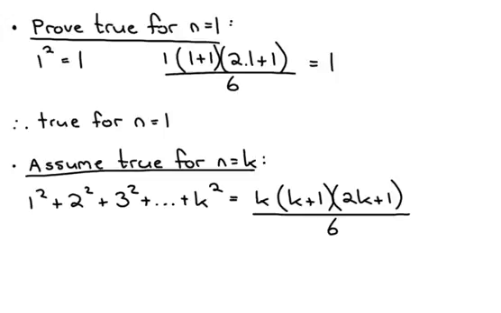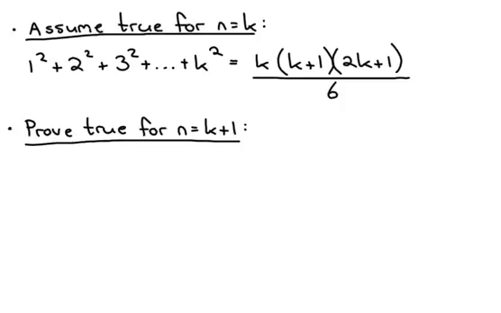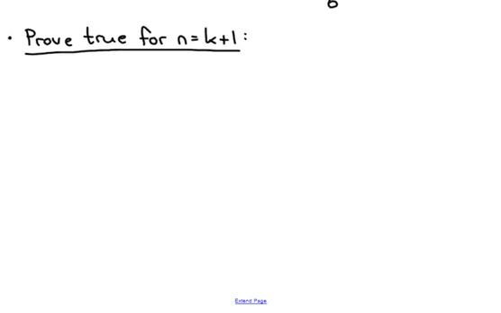Now I need to prove that it's true for n is equal to k plus 1. Right, so actually what I'm trying to prove here, if I add all of those together and I get up to k plus 1, it's equal to k plus 1 times by k plus 1 plus 1 times by 2 times k plus 1 plus 1 over 6. So I want to replace my n with k plus 1. So I start with my left-hand side, replacing my n with k plus 1, and I want to see if I land up with the right-hand side. So let's do that.